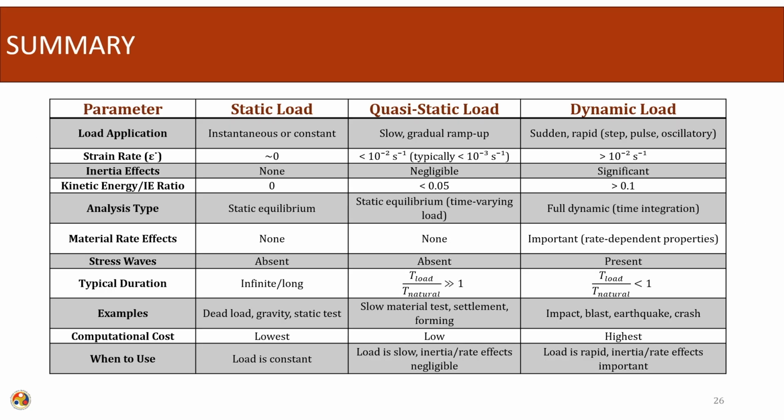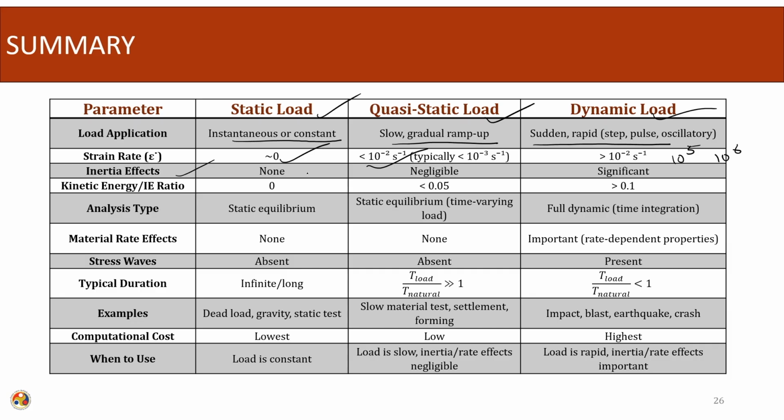Moving ahead, this is a summary of the different types of loading: static loading, quasi-static loading, and dynamic loading. Static loading is a constant applied loading. Quasi-static loading is slow and gradual loading. Dynamic loading is sudden and rapid loading. Strain rate is almost negligible in static loading, around 10 raised to the power -2 in quasi-static loading, and for dynamic loading it starts from 10 raised to the power -2 and can go as high as 10 raised to the power 5 or 10 raised to the power 6.